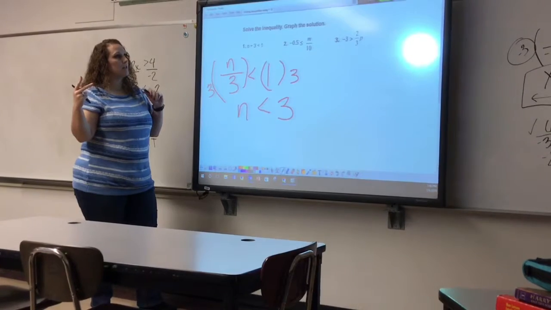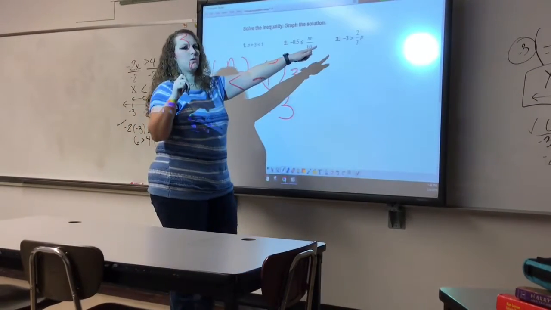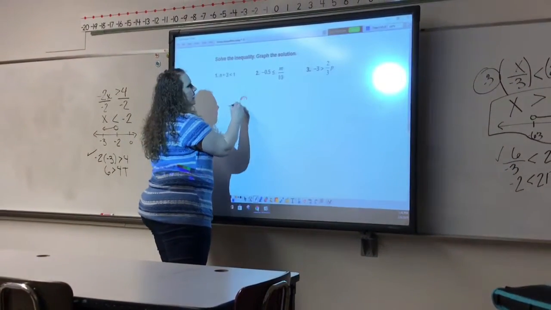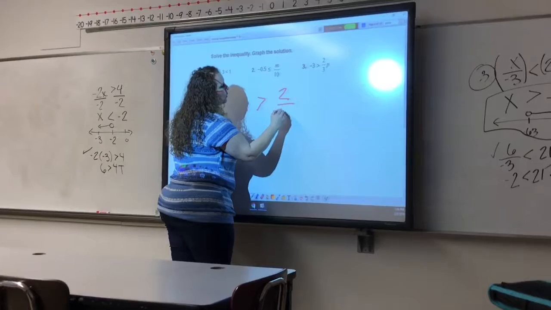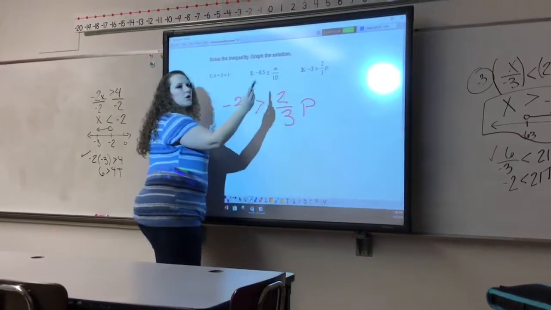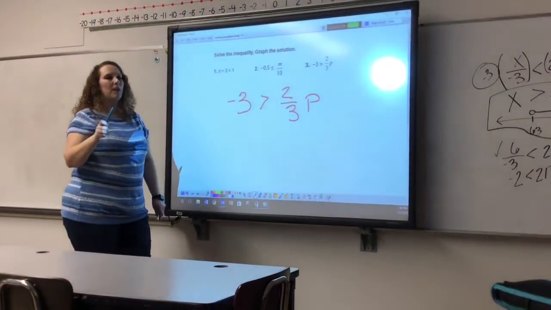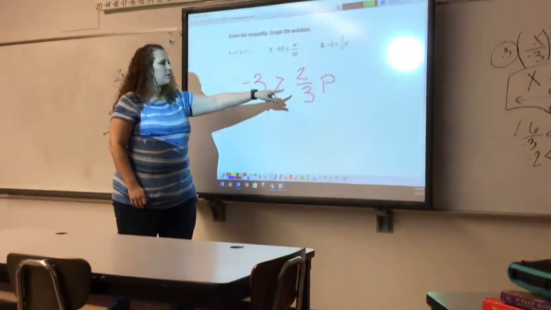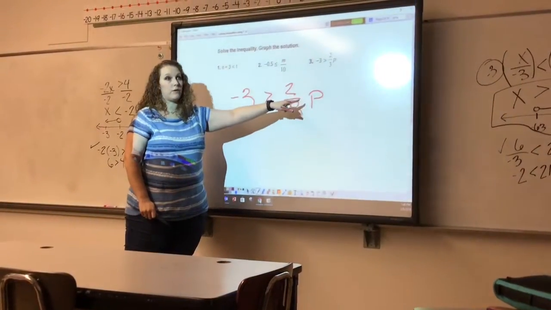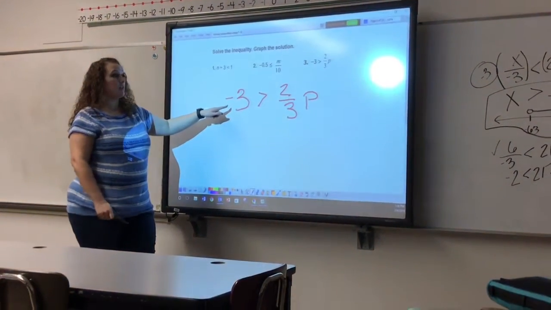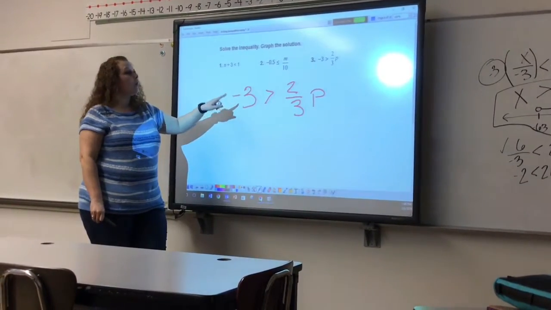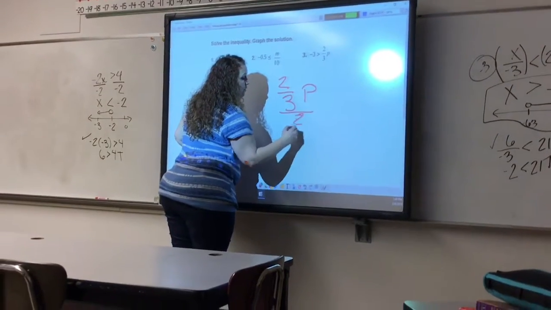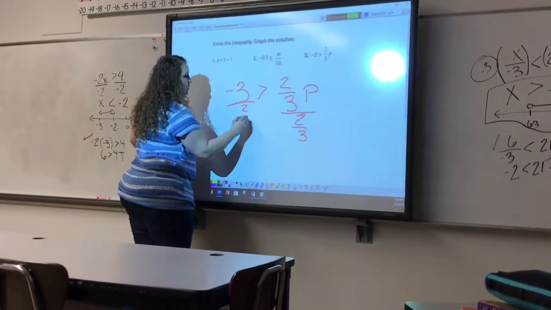Okay. All right. What about this one over here that's a fraction? Do we need to do that one? Okay, that says negative 3 is greater than 2/3 p. This is 2/3 times p. You've got a couple options. You can multiply everything by 3 to get rid of the denominator, and then you would have 2p over here and negative 9 over here. And then you can divide by 2. Or you could just divide by 2/3. I don't care which one you do. It's totally up to you.